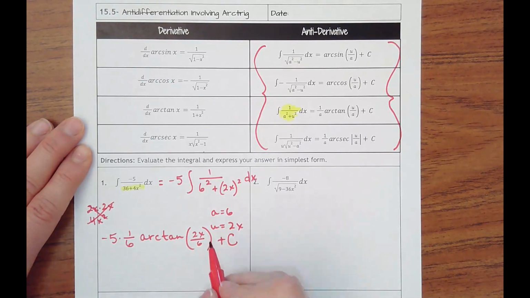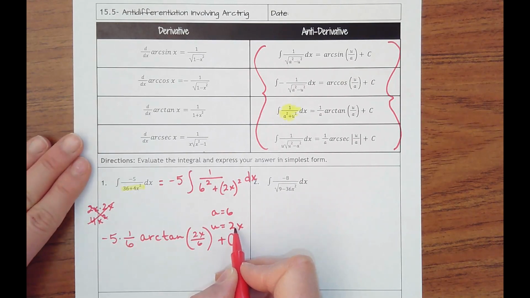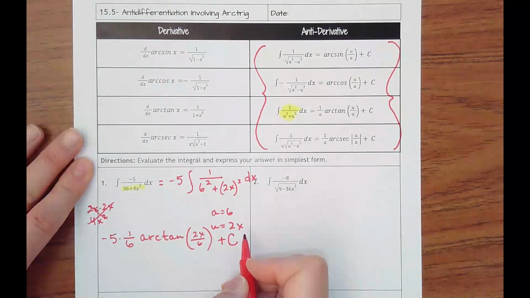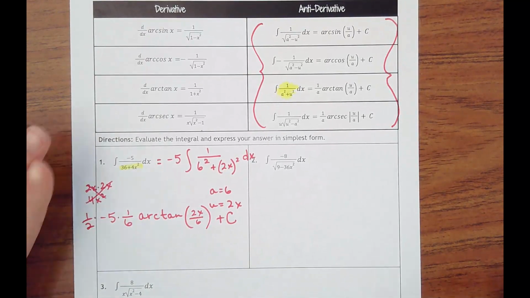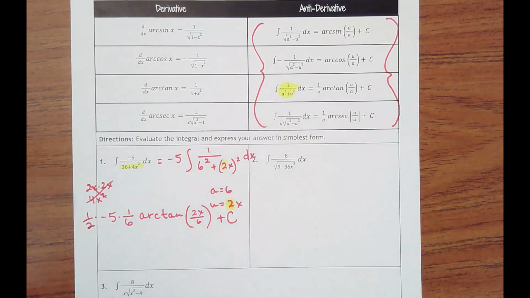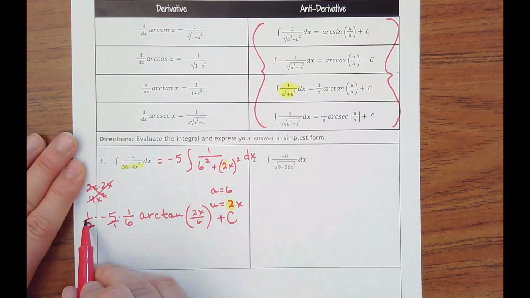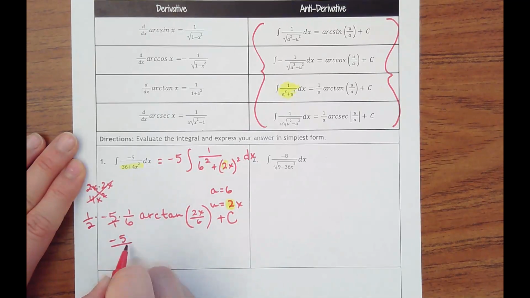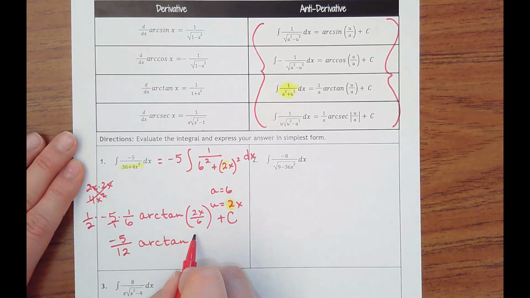The other thing I need to know is that when x is multiplied by a coefficient, I have to do the opposite of chain rule, which is dividing by 2 or multiplying by the reciprocal 1/2. So you can't forget that part. Whenever I see something in front of x, I'm dividing by that number. So this would simplify, multiplying straight across, to negative 5 over 12 arctan. This simplifies to 1/3 x, or x over 3, plus c.